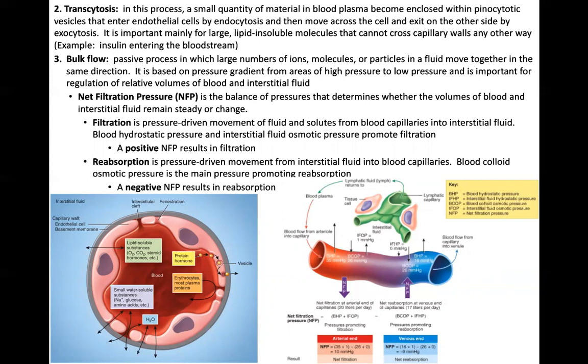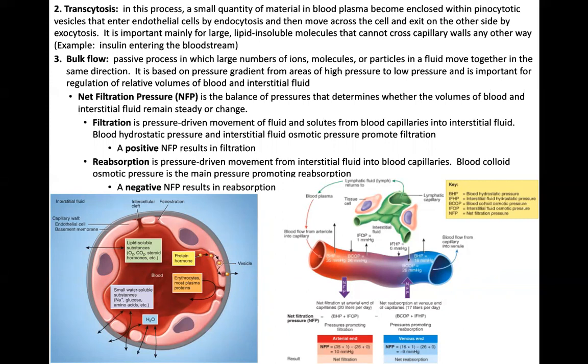Finally, bulk flow is the one that we will talk about here, where we move a lot of stuff at the same time, which is why it's called bulk flow. If you go to Costco or Sam's Club, you buy in bulk, you're buying a bunch of stuff, right? So bulk flow is a flow of a bunch of stuff. It's a passive process, so no ATP is needed, in which we move large numbers of ions, molecules, or particles in a fluid, moving them together in the same direction. It is based on pressure gradients, from areas of high pressure to low pressure.